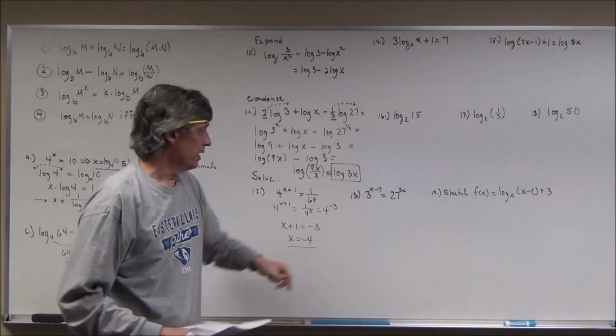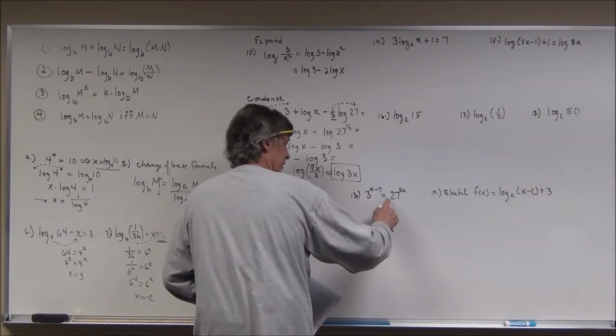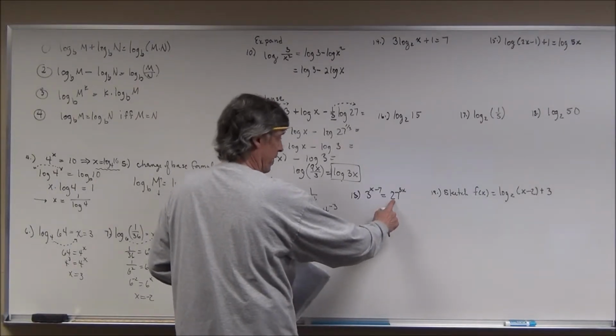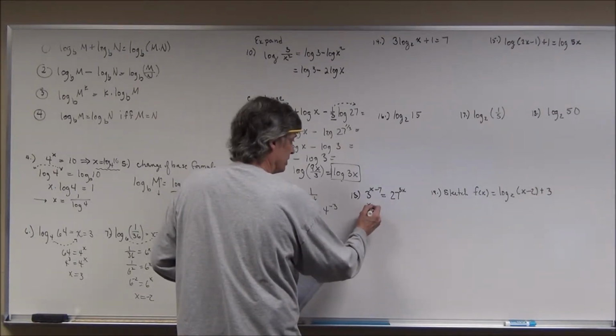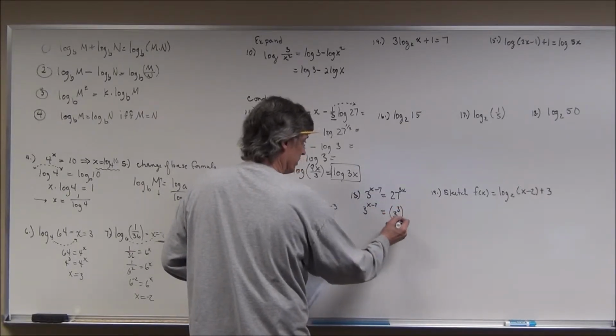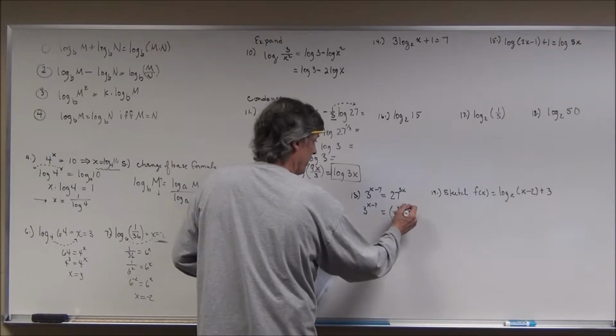Here's another one, and again, I looked at that 3 and that 27. I know 27 can be rewritten as 3 to a power, so I'm going to leave the left side the same. But 27 I'm going to write as 3 to the 3rd power, because 3 times 3 times 3 is 27, and all that's to the 3x.